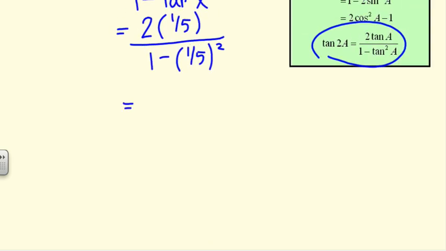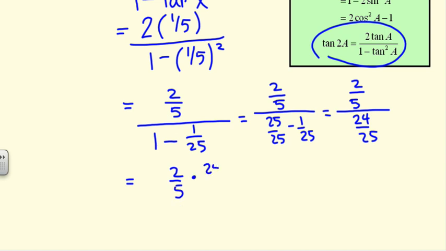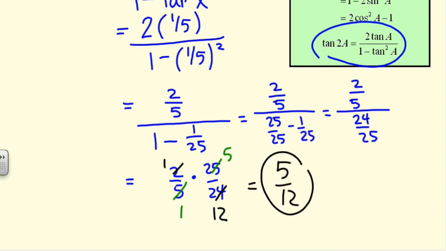Now we simplify that. Multiply across. 2 times 1 is 2/5 all over 1 minus 1/5 times 1/5 is 1/25. I have to clean up that denominator, so I'm going to change that first number of 1 to 25 over 25. So I have like denominators. I get 2/5 over 25/25 minus 1/25 is 24/25. Fraction over fraction, 2/5. Change it to multiplication. Now we can reduce these 2 by a 5 and these 2 by a 2. Multiply across, 5/12 is your answer for the tangent of 2x.